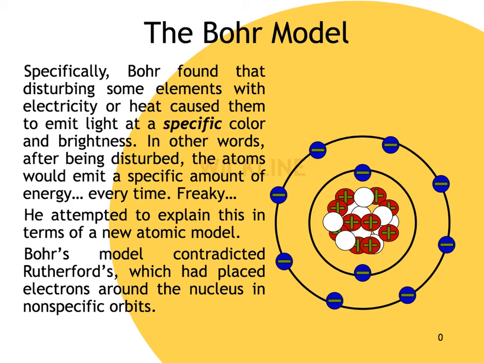So the Bohr model is the first model we'll discuss today, developed by Niels Bohr, and one of the things he was doing was that he was disturbing some elements with electricity. And he discovered that when you disturb elements with electricity, you can get them to release light of a really specific color and really specific brightness. So in other words, after the atoms were disturbed, the atoms would emit a really specific amount of energy every time. So I'm saying here that brightness and color of light correspond to energy. He tried to explain this using a new atomic model, which had some of what Rutherford had suggested for the atoms' workings and shapes, but also had some differences as well.